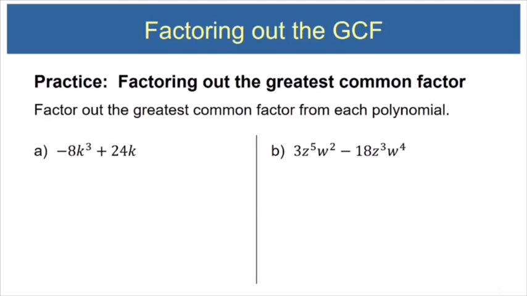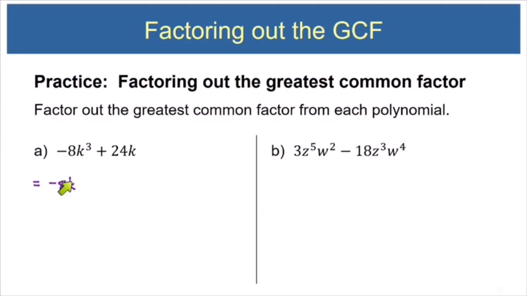Here are a couple more examples where we are going to practice factoring out the GCF. On part A here, notice that we have negative 8k to the third plus 24k. So again, we have a negative leading term, so we'll need to be careful and factor out a negative GCF. Okay, so what's the largest number that goes into both 8 and 24? And the answer is 8. So I'm going to make sure and put down negative 8. Now, this term has 3 k factors, and this term only has 1 k factor. So the largest amount of k's that they both have is 1. So I'm going to put k right there.